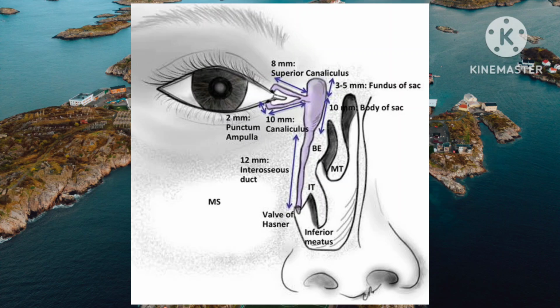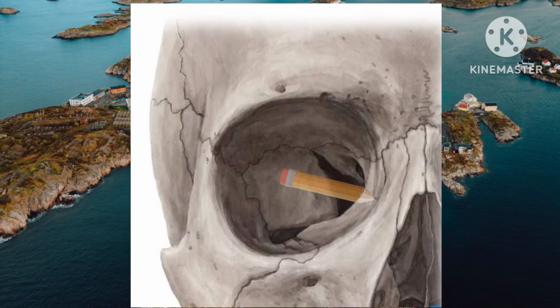The lacrimal sac is a membranous sac which measures about 12 millimeter long and 5 millimeter wide, and is divided into the fundus and the body. The fundus measures about 3 to 5 millimeter, and the body of the lacrimal sac measures about 10 millimeter long. The lacrimal sac is situated in the lacrimal groove behind the medial palpebral ligament.